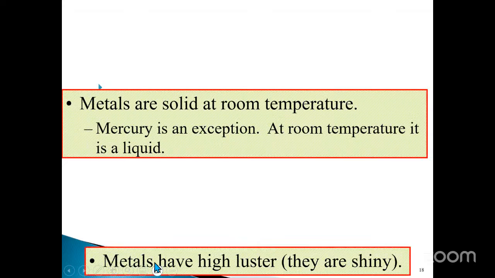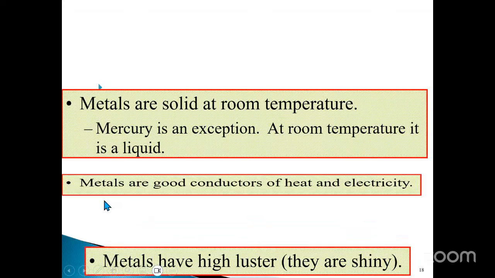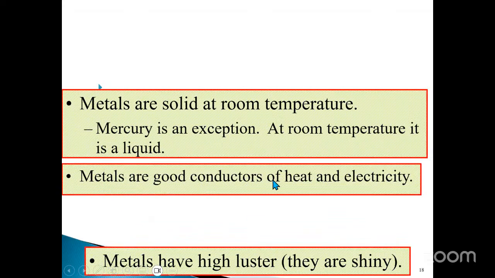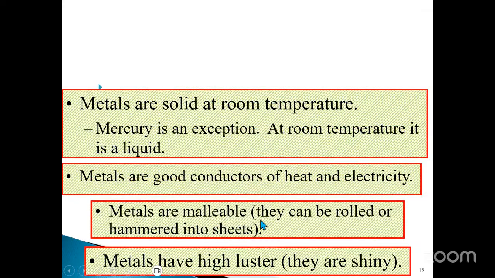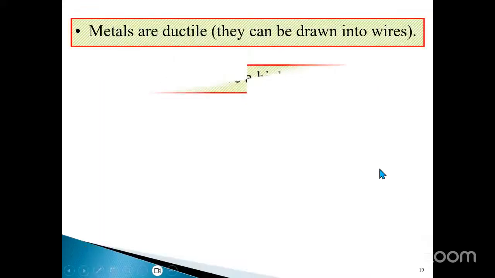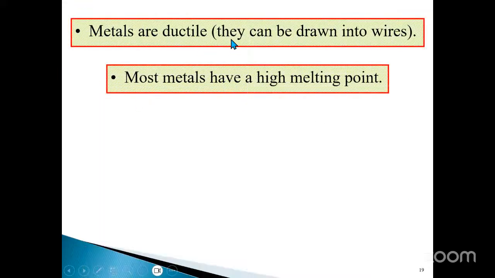Metals are shiny. They also are good conductors of heat and electricity. There's no exception to that particular property. And metals are malleable, which means that they can be rolled or hammered into sheets. So those are some characteristics of metals. Another characteristic of metals is that they are ductile. What that means basically is that they can be drawn into wires, and most metals have high melting points.